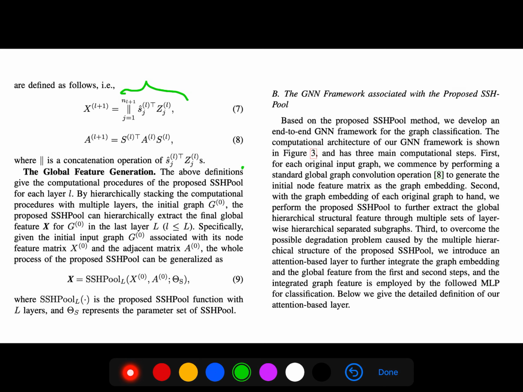Now, the global feature generation. The above definitions give the computational procedures of the proposed SSHPool for each layer. By hierarchically stacking the computational procedures with multiple layers, the proposed SSHPool can hierarchically extract the final global feature. Specifically, given the initial input graph associated with its node feature matrix and adjacency matrix, the whole process can be generalized as equation 9.